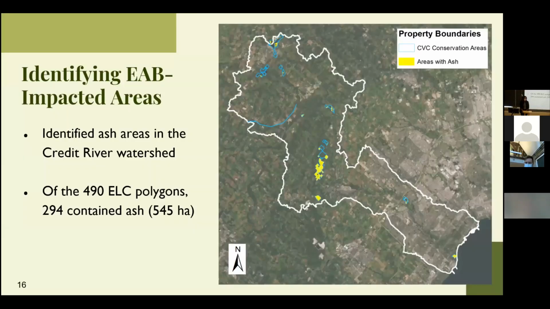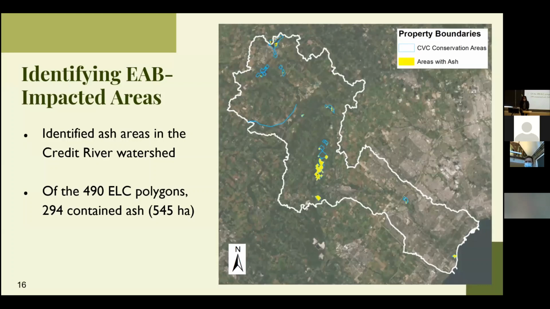Okay, so the first thing I needed to do was identify those EAB impacted areas. So what I did is I identified all of the areas in the Credit River watershed that contained ash. Of those 490 polygons, 294 contained ash, which results in about 545 hectares. On the map, you can see it's all of the yellow areas.